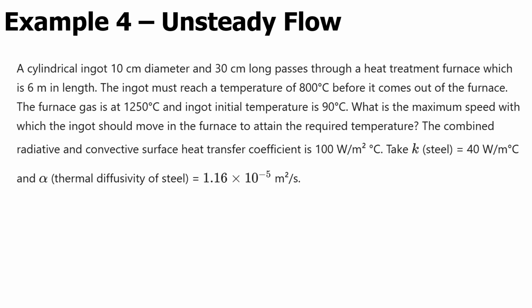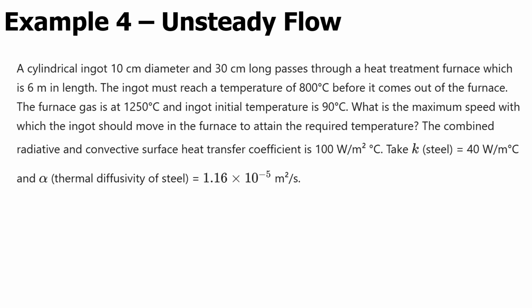A cylindrical ingot, 10 centimeters in diameter and 30 centimeters long, is passing through a 6-meter long heat treatment furnace. The ingot must reach a temperature of 800 degrees Celsius before it exits the furnace. The furnace gas is at 1250 degrees Celsius and the ingot's initial temperature is 90 degrees. We need to find the maximum speed at which the ingot should move to attain this required temperature.